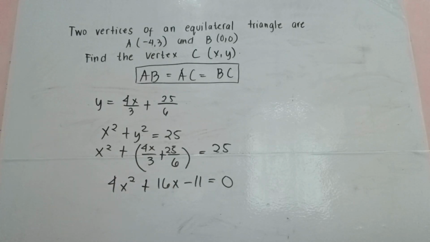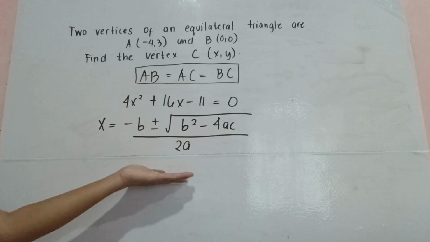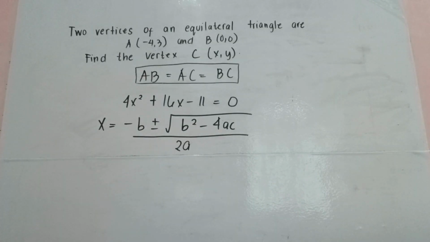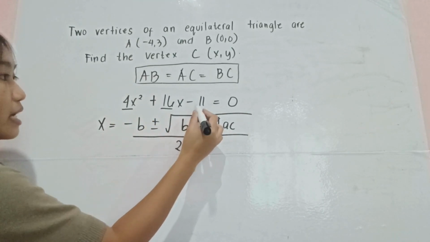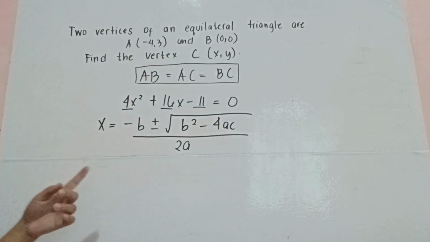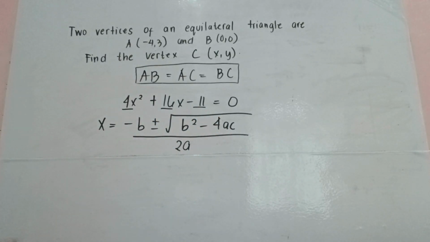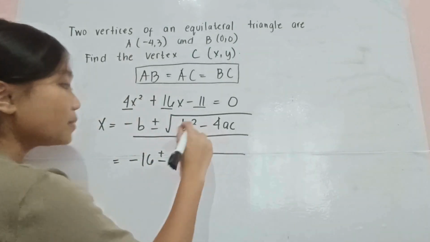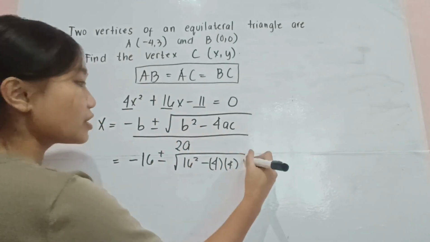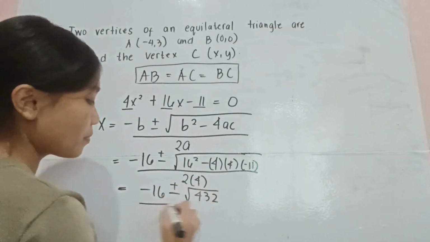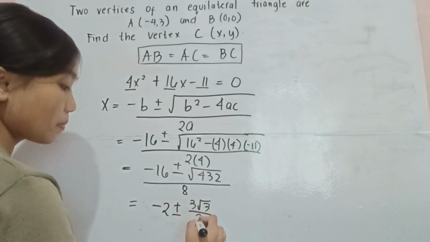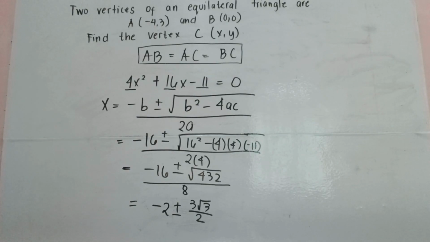Time to solve it using the quadratic formula. Now, let us use this quadratic formula to solve for x. Recall that for the quadratic equation, this is the a, this is the b, and this is the c. So we will substitute these values into the equation to solve for x. So, these are the two possible x values, meaning two possible positions for the third vertex.